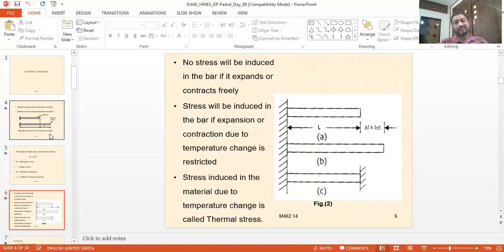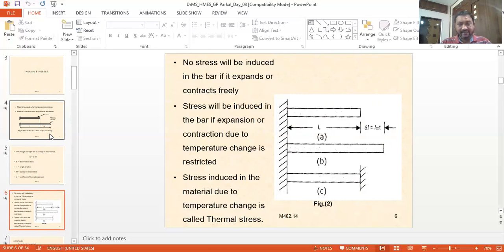When the bar is heated to some final temperature T2, from T1 to T2, then due to the increase in temperature, the length of the bar increases, or it causes an elongation. That amount of elongation or expansion is equal to L into alpha into delta T. Now the final length will become L plus delta L, that is L plus L alpha delta T. That is the final length of the bar due to the increase in temperature.